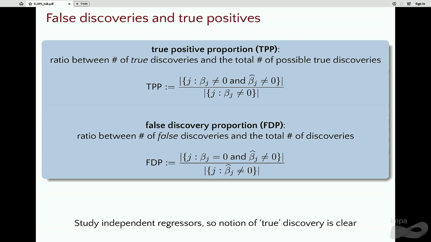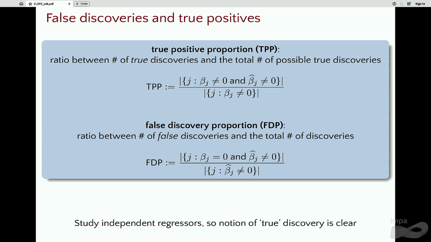Okay, so what we want to look at is true positives and false discoveries. True positives are the number of elements of our estimator that are non-zero and correspond to non-zero values in the truth. So these are true positives in the sense that we think that feature is actually related to the output, and we've discovered it. False discoveries are the number of elements of our estimator that are non-zero but correspond to true zero values.